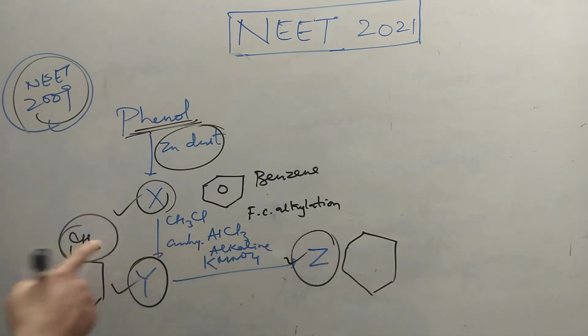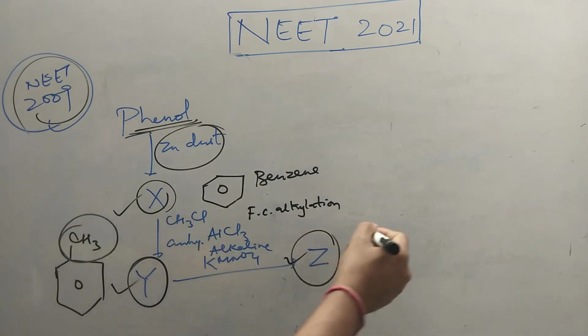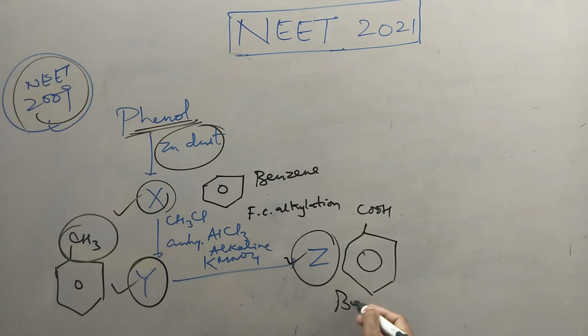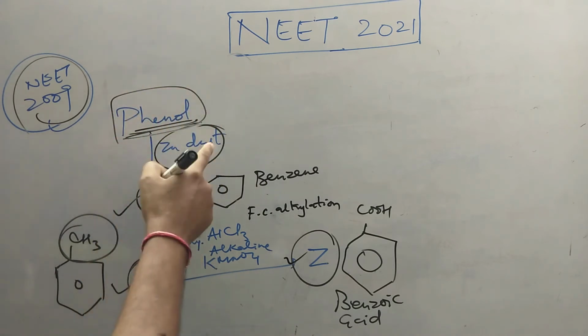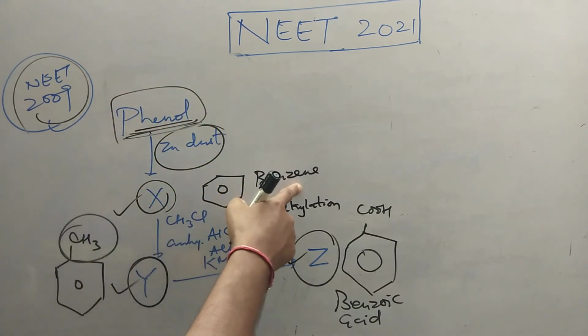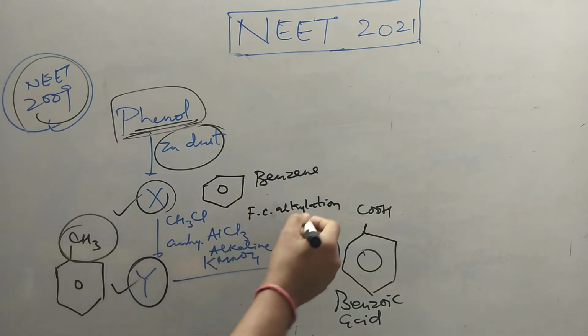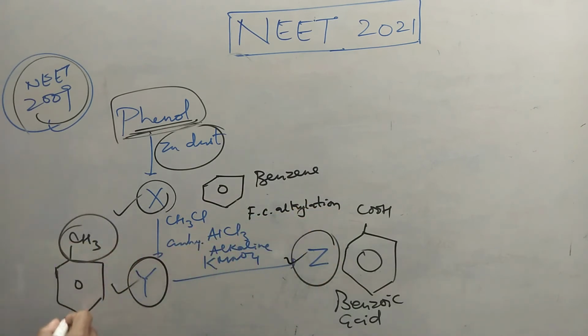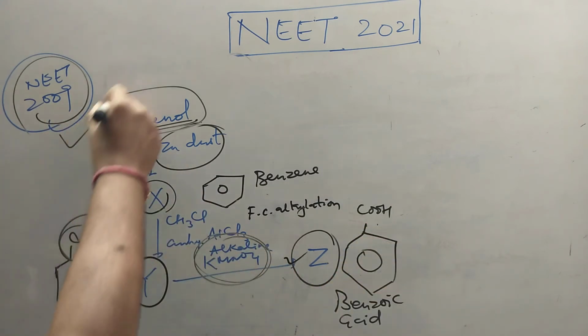Whatever be the length of this alkyl group, it is going to convert to COOH. So it will form benzoic acid. So your Z will be benzoic acid or benzene carboxylic acid. So keep in mind that reduction of phenol with zinc gives benzene. So your X product will be benzene. Benzene undergoes Friedel-Crafts alkylation, that is methylation, in presence of anhydrous AlCl3 to form toluene. So your second product Y will be toluene, that is methylbenzene, and this undergoes treatment with alkaline KMnO4 to form benzoic acid.